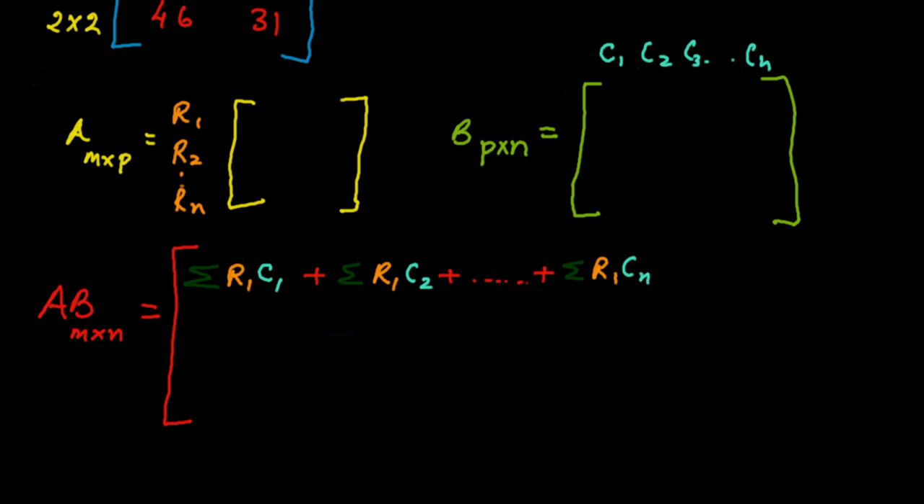The same way here, in the second row and third row we will get in the same way, summation of R2 C1, I change the color here, it is C1, plus summation of R2 C2, plus and so on up to summation of R2 Cn. Similarly we will do this thing here.